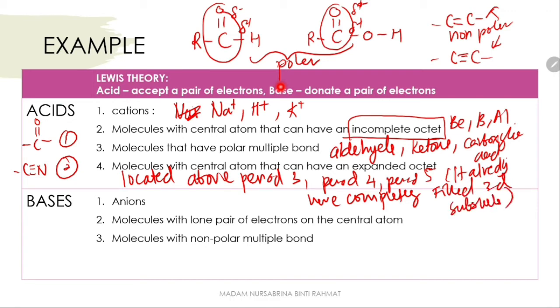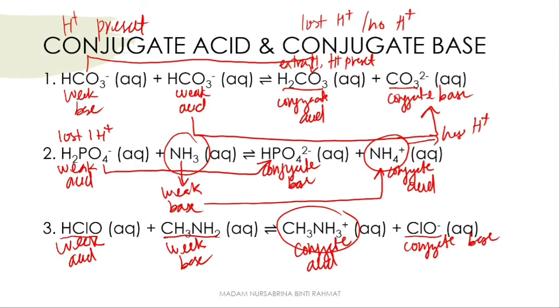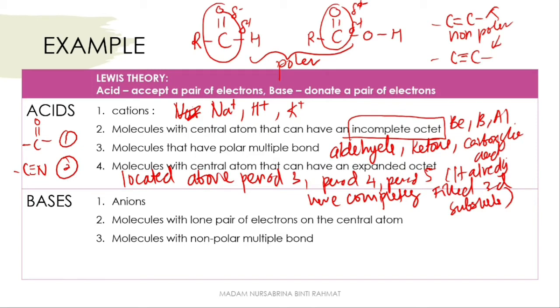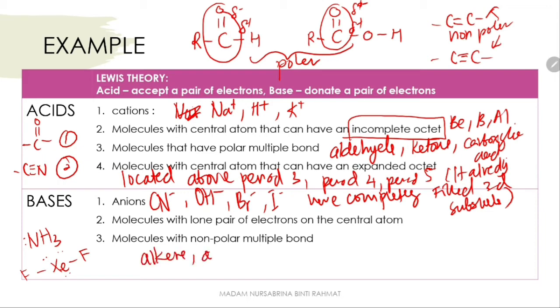So what about Lewis bases? For Lewis bases, examples are any anions: CN minus, OH negative, Br minus, I minus, and so on. Then molecules with lone pairs of electrons on the central atom, for example NH3, which has a pair of electrons. Another example is XeF2. If you draw the Lewis structure like this, it has 3 pairs of electrons, so XeF2 can be a Lewis base too. And thirdly, molecules with non-polar multiple bonds, which are in your alkene as well as in your alkyne or benzene compounds.